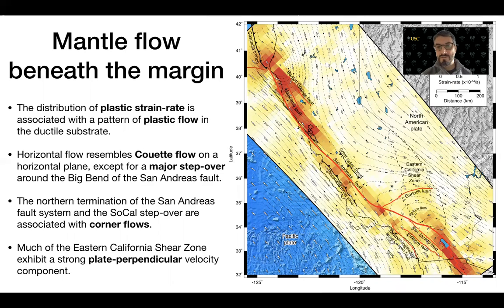For example, in the central segment of the San Andreas fault, the flow is very localized and it resembles quad flow on a horizontal plane. But the terminations of the San Andreas fault system are associated with major corner flows. In addition, a large step over between the northern and southern sections of the San Andreas fault is associated with large-scale return flow that creates significant long-term displacements in the direction that's overall perpendicular to the axis of the plate boundary.